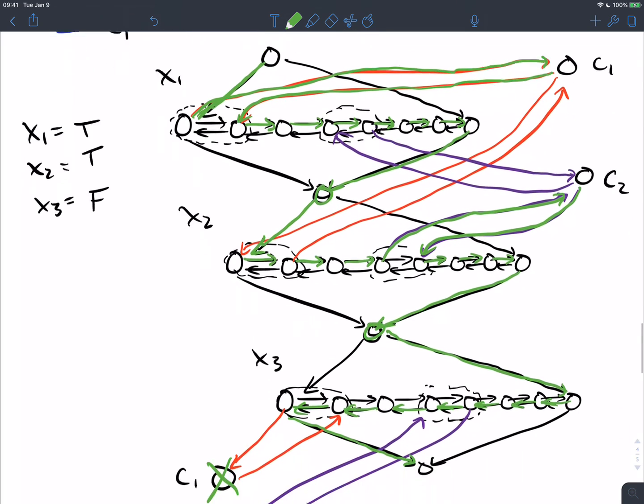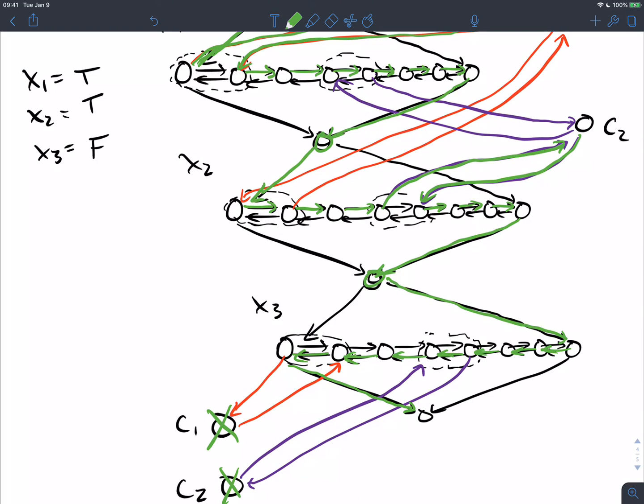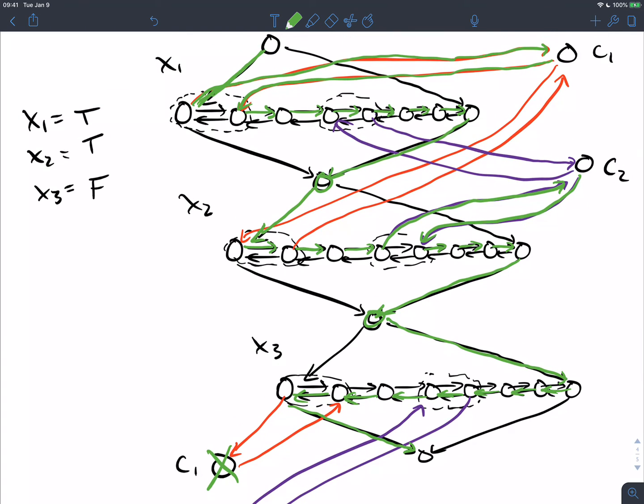And then once you go all the way down to the end and do this for all variables, you must have a satisfying assignment because of the way that the graph is constructed. But you can resurrect the actual assignment from the Hamiltonian path, which is pretty cool. Any questions on that? I know it was a lot of stuff, but the overarching idea is what's more important.